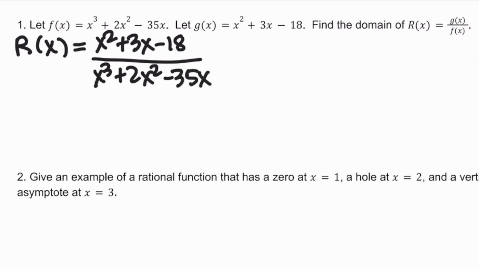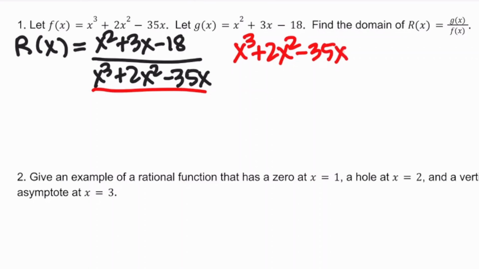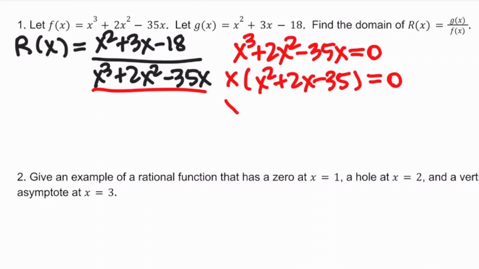And if we want to find the domain, we're just going to need to exclude any x value that causes r to divide by 0, so any zeros of the denominator. So I'm going to grab that denominator: x to the third plus 2x squared minus 35x needs to equal 0. We're going to solve that by factoring. x times x squared plus 2x minus 35 equals 0. Then I'm going to factor the thing in parentheses, and I think that's going to be x plus 7, x minus 5, yeah.